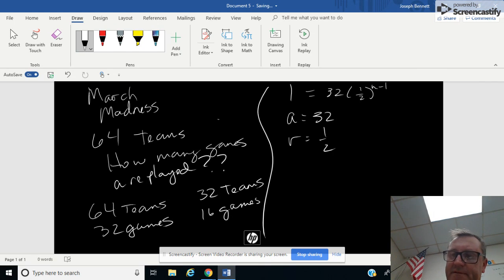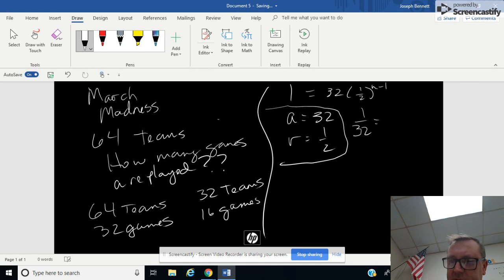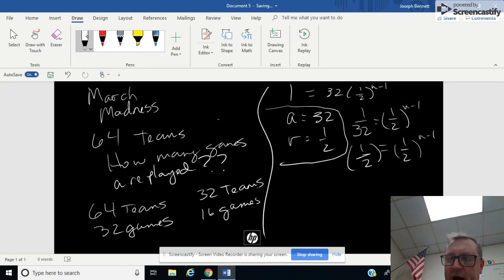So now we have to solve, so let's partition this off. We have 1 over 32 is equal to 1 over 2 to the n minus 1. We've done quite a few problems like this recently. So we know that our base has to be 1 over 2. What we don't know is what the exponent is. You just have to try and figure it out. How many times does it take 2 to be raised to a power to get 32? And the answer is 5. 2 times 2 times 2 times 2 times 2.